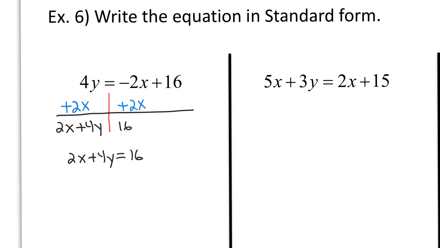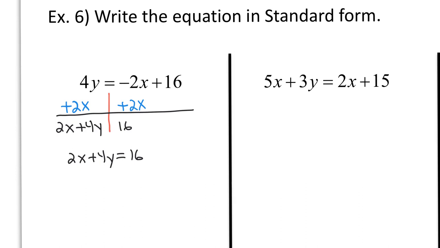Now, the x and the y are on the same side. I'm just checking my equation here. The constant is on the other side. So notice 16 is on the other side. And the x is not negative. So that's good. That's what we need in standard form. And we don't have fractions. That's great. We cannot have fractions in standard form.